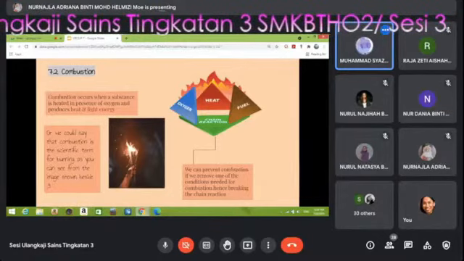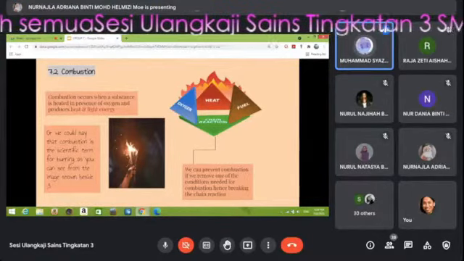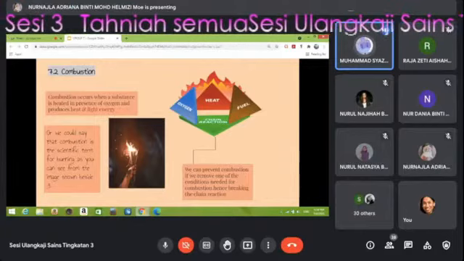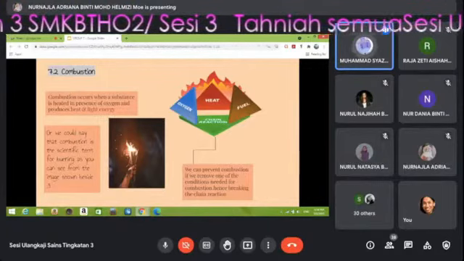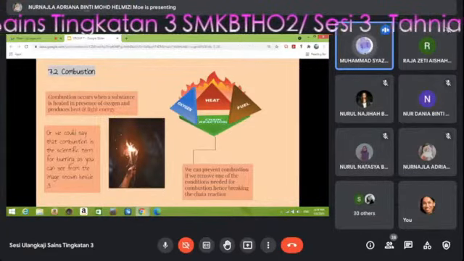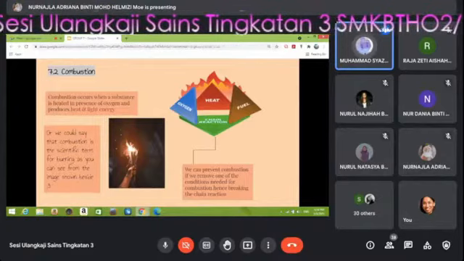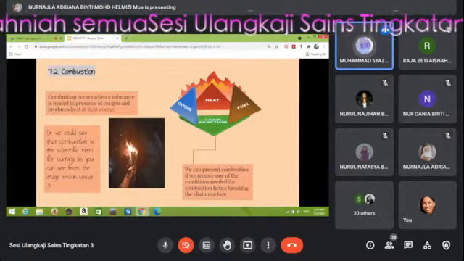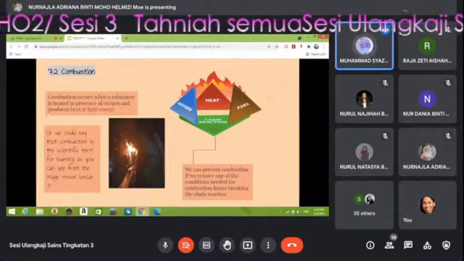There are three conditions needed for combustion, and that is oxygen, heat, and fuel. These three are also called the fire triangle. We can prevent combustion if we remove one of the conditions needed for combustion, hence breaking the chain reaction.